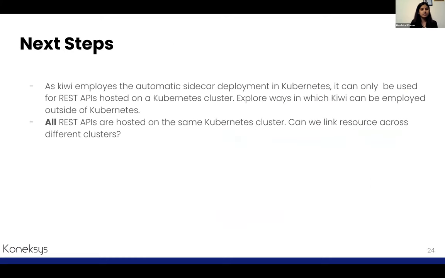So right now Kiwi has certain limitations. Kiwi is only available for REST APIs that live on the Kubernetes cluster. In the demo, all the REST APIs that I showed were part of the same cluster. So we want to see if we can take Kiwi to other applications that are deployed outside the Kubernetes cluster, and also see if we can connect resources across clusters.